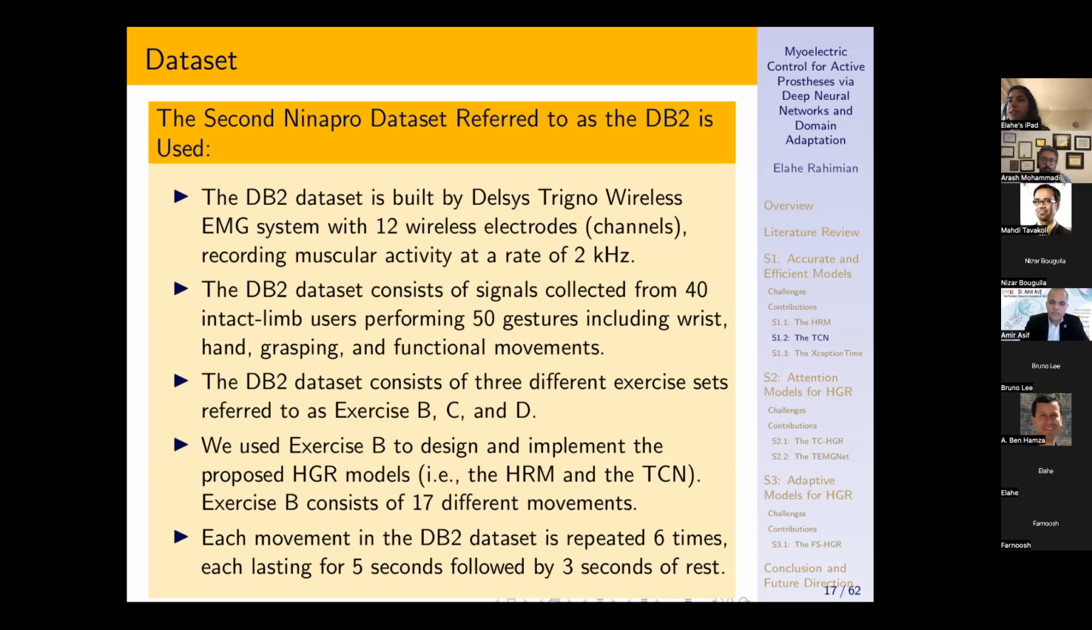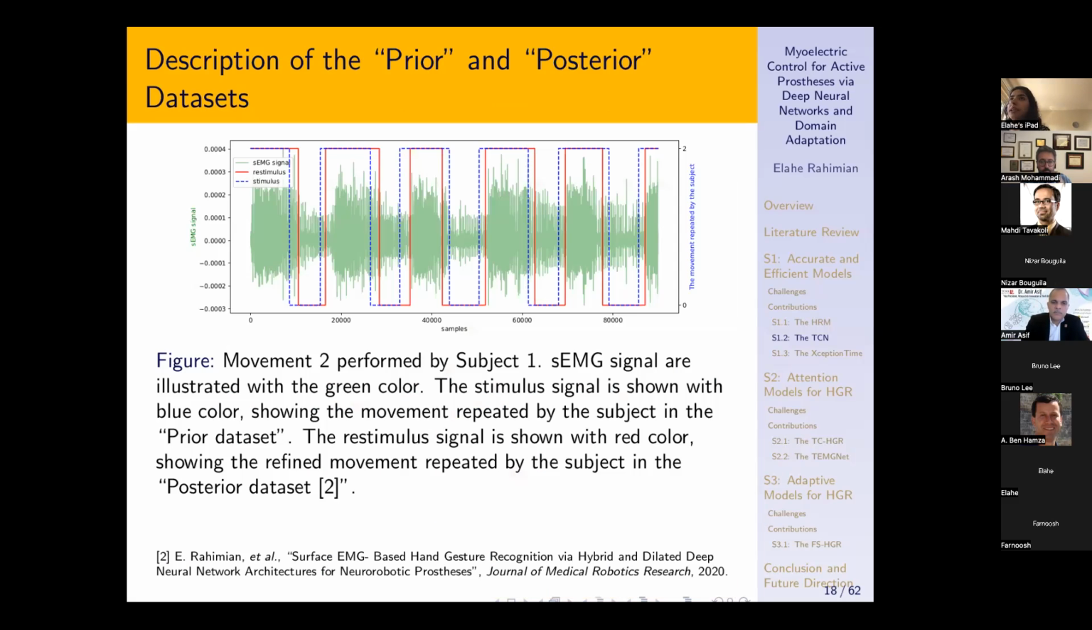And here we are focusing on exercise B, which has 17 gestures. And in this data set, each gesture is repeated 6 times. Each time lasts for 5 seconds. Here is an illustration of SEMG data.